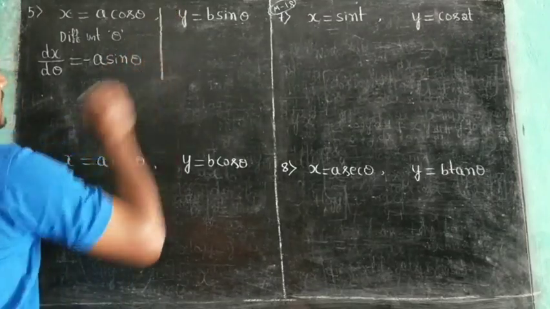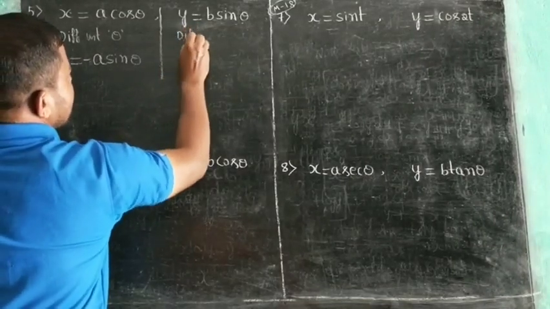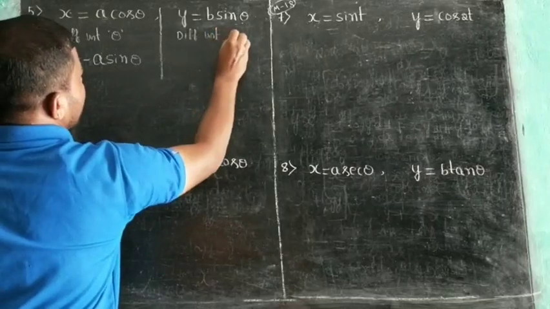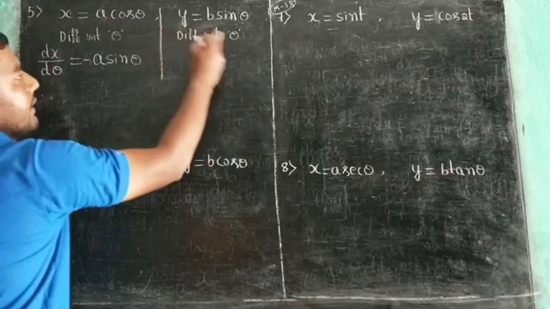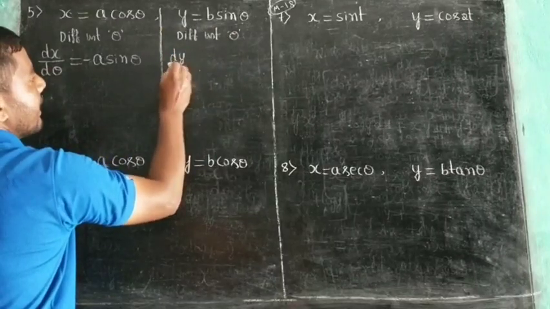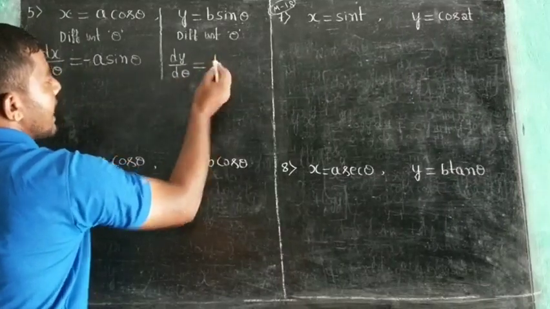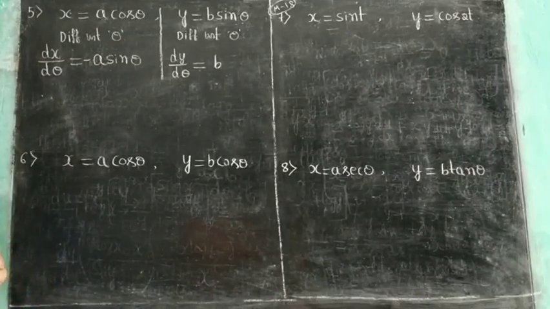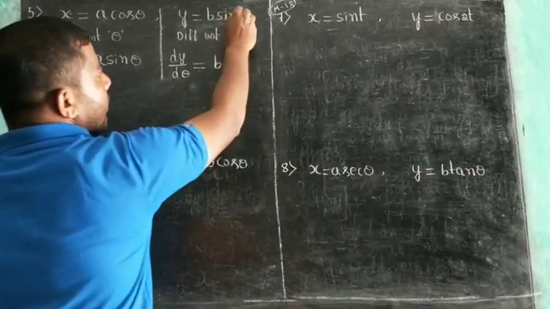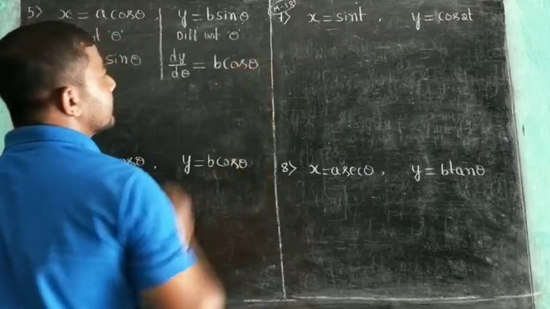And then next, the derivative of y, that is differentiate with respect to theta. The derivative of y with respect to theta is dy divided by d theta. That value is equal to, take b as it is. What is the derivative of sin theta? The derivative of sin x is cos x. So the derivative of sin theta with respect to theta is cos theta.